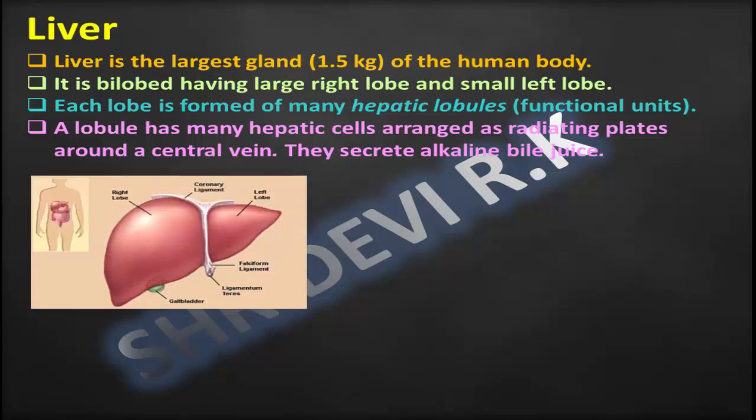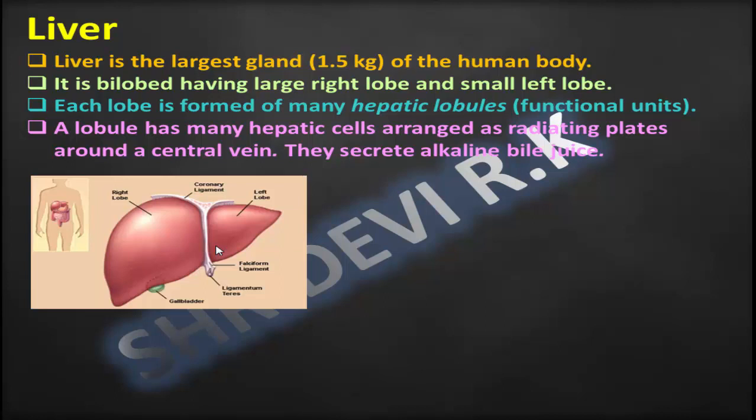See, this is the image of the liver, and here you can see where exactly the liver is located in the body and where it is associated. As I told in the beginning, the liver is attached to the duodenum of the small intestine. It is the largest gland of the human body. What is its weight? It is 1.5 kg.